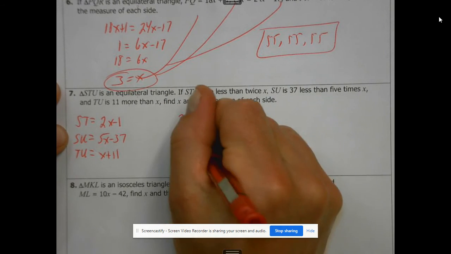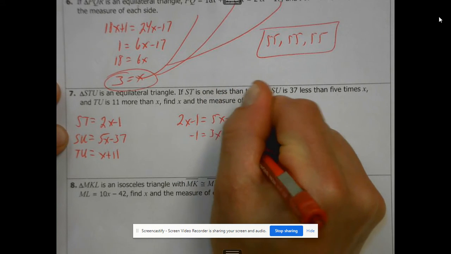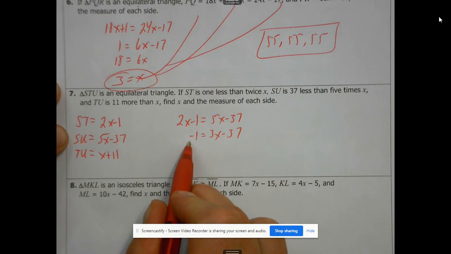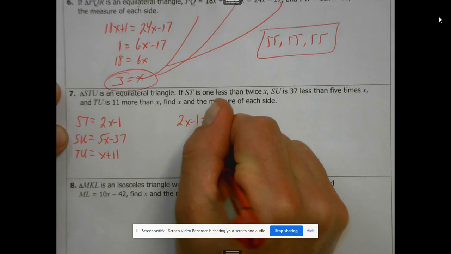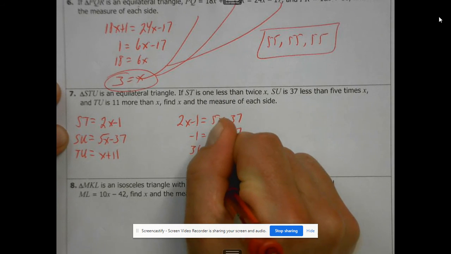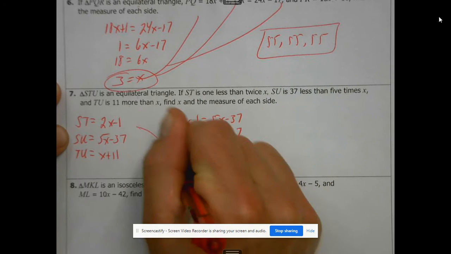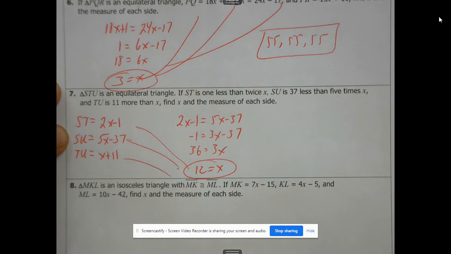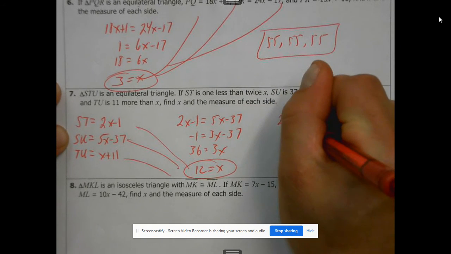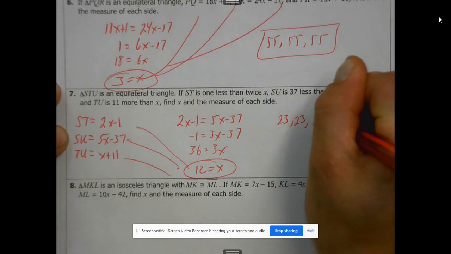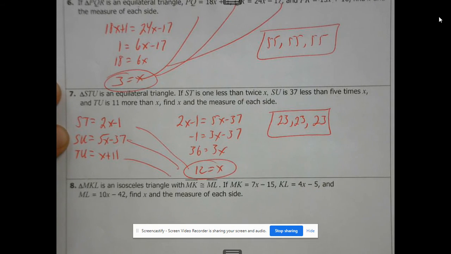Subtract 2x. Add 37. And 3 goes into 36 12 times. Plug it back in. Sides come out to be 23, 23, and 23.